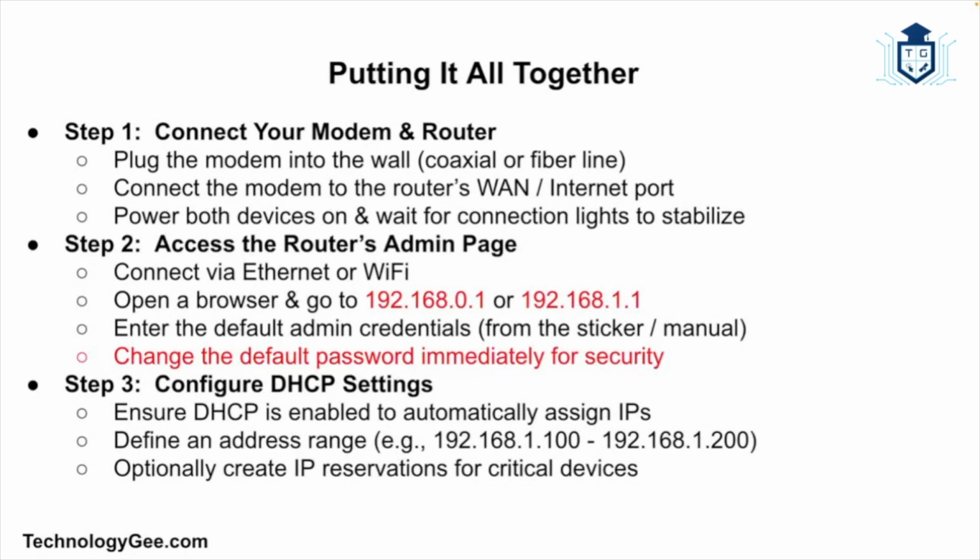After that, you want to access the router's admin page, and you can do this by connecting to your router via Ethernet or Wi-Fi. Basically, you either plug in an Ethernet cable or you go on Wi-Fi, and then you open up a browser and type in the IP address 192.168.0.1 or 192.168.1.1. After you do all of that, it's going to take you to a login page for the router. You're going to enter your admin username and password.